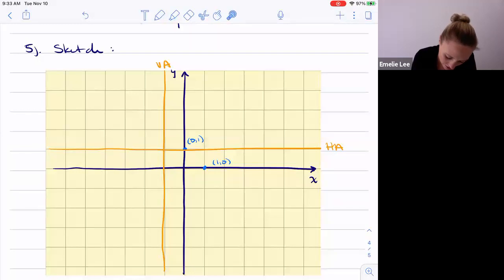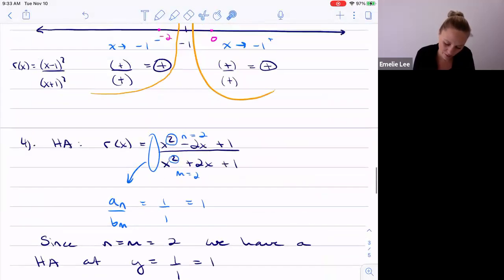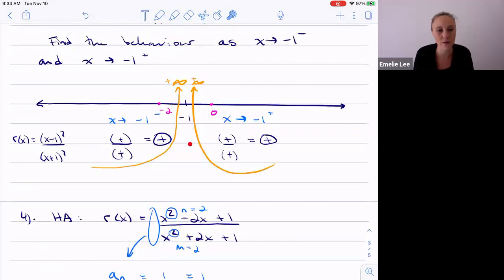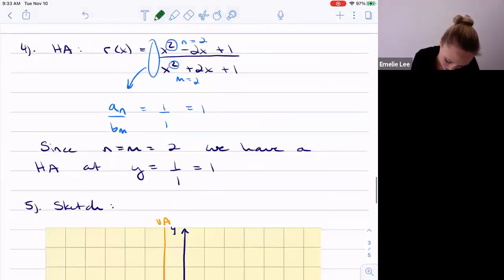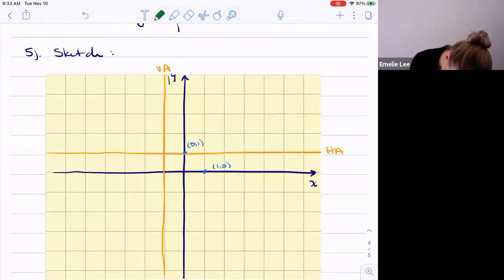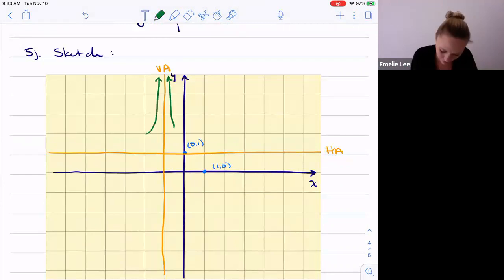So I already know from what I established here when I use my test values that around x equals -1, both of these are going to go up. So I'm going to put that on here kind of like this. And I'm not committing to anything deeper down quite yet because I want to know, what does this thing look like? So let's start on this side, right?